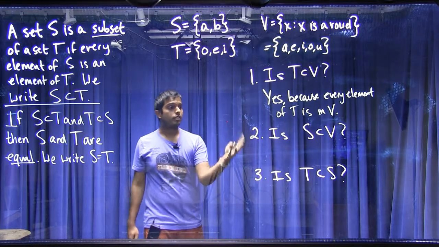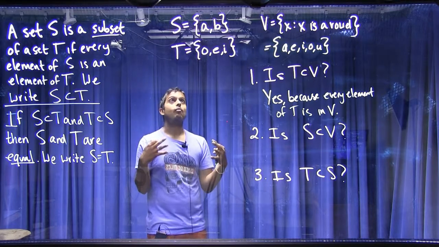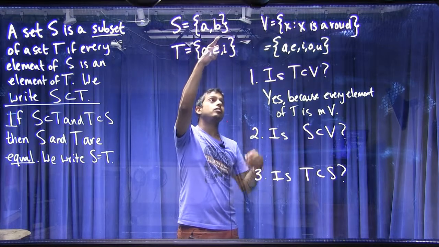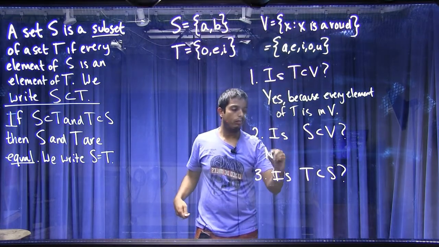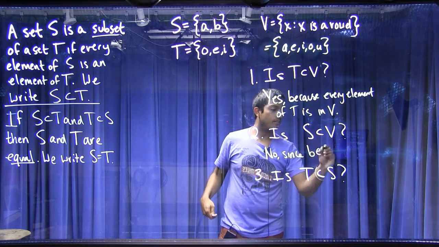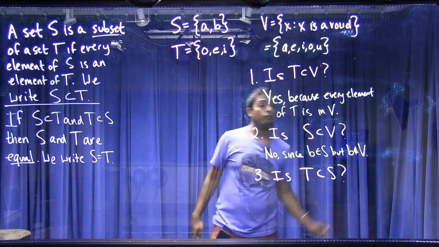Alright, let's go on to the second question. Is S a subset of V? We can check this in the same way. A is in S, A is also in V, B is in S, B is not in V. So the answer here is no, and that's because B is in S, but B is not in V.